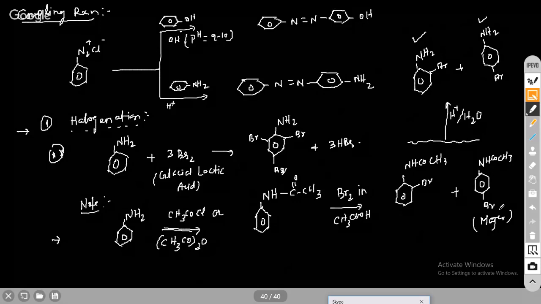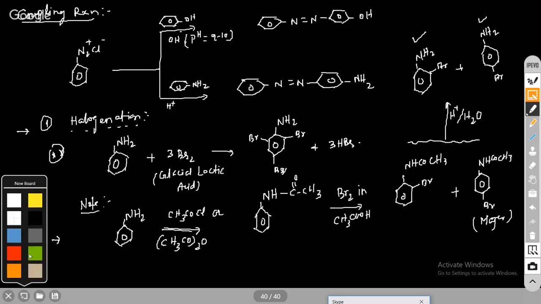One note you write down: halogenation of aniline is faster in polar solvent and slower in non-polar solvent. Faster in polar solvent and slower in non-polar solvent.